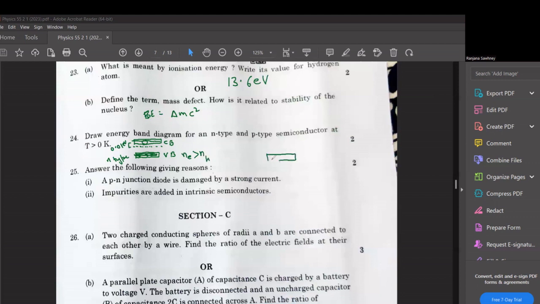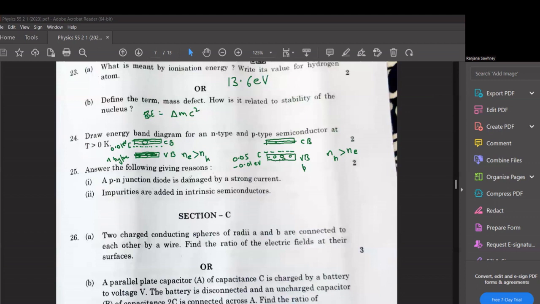Whereas in P-type, again, you will draw the valence band and conduction band. Here, the acceptor energy level is just above the valence band, which is 0.05 to 0.01 electron volt. But here, the number density of the holes will be greater than the number density of the electrons. So you will draw more holes as compared to electrons, and few electrons can jump over here also due to thermal excitation. So this is for P-type, this is for N-type.